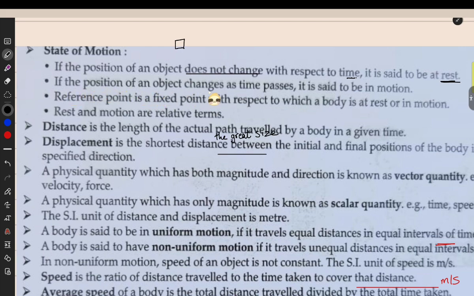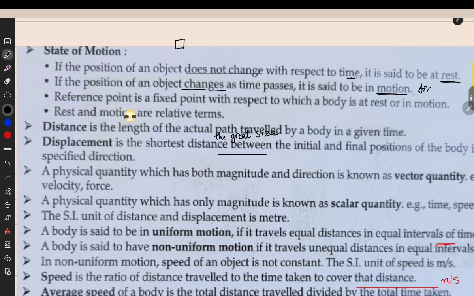If the position of an object changes as time passes, it is said to be in motion. If anything comes and pushes it, for example air, if I take the tree example, like air and rain, any other force pushing or pulling means it is helping to move that object. If you kept a box on a table and you move that box, it will change its position. It means motion has acted on that object.